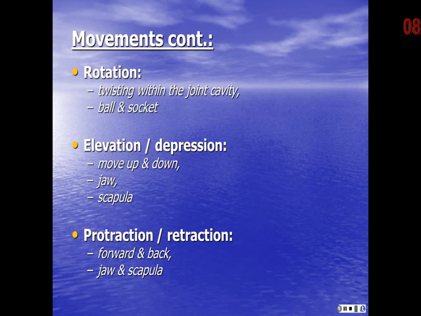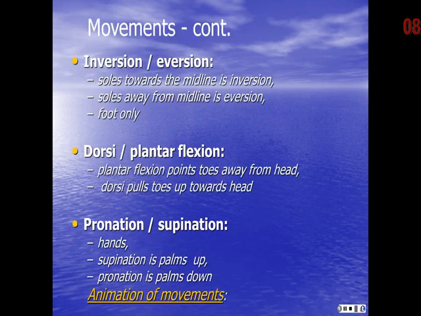Elevation and depression involve moving up and down and occur at the jaw and scapula. Protraction and retraction move forward and back and also occur at the jaw and scapula. Inversion and eversion occur only at the foot and ankle joint. Inversion has the sole facing inward towards the midline, while eversion faces away. Dorsi and plantar flexion are also at the foot and ankle. Plantar flexion points the toes away from the head, while dorsiflexion pulls the toes up towards the head.